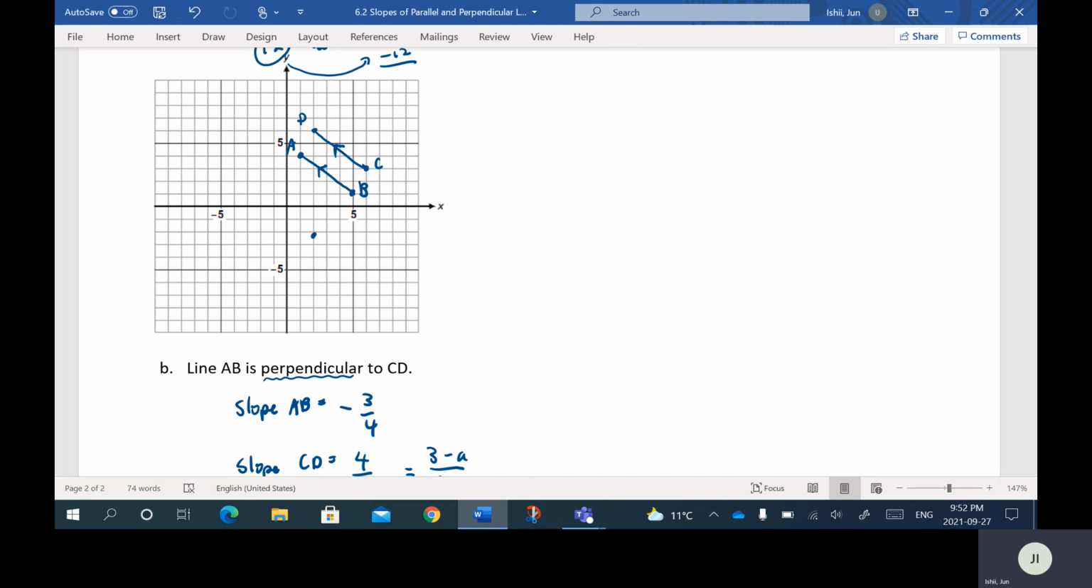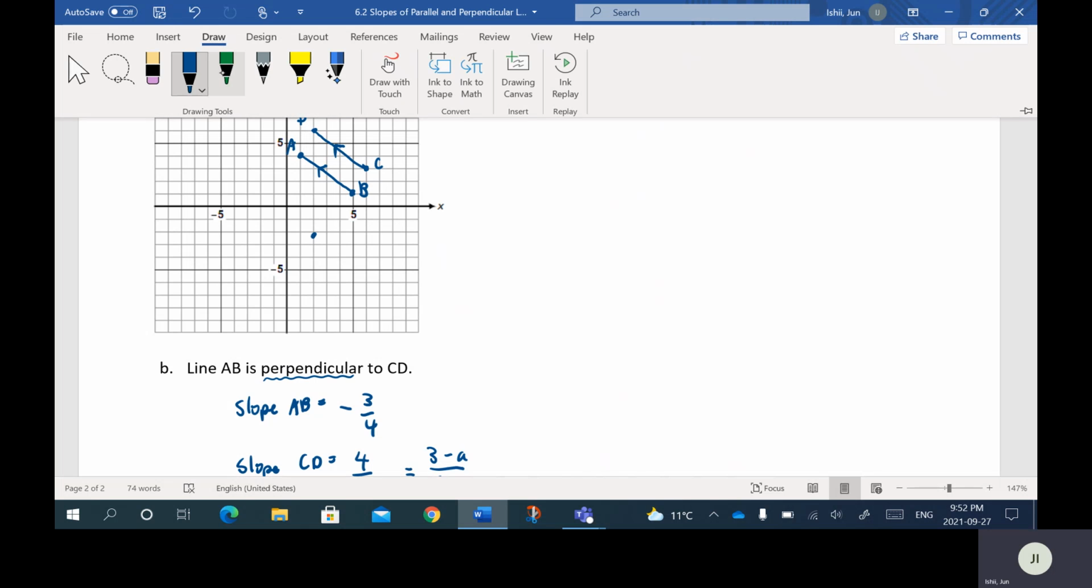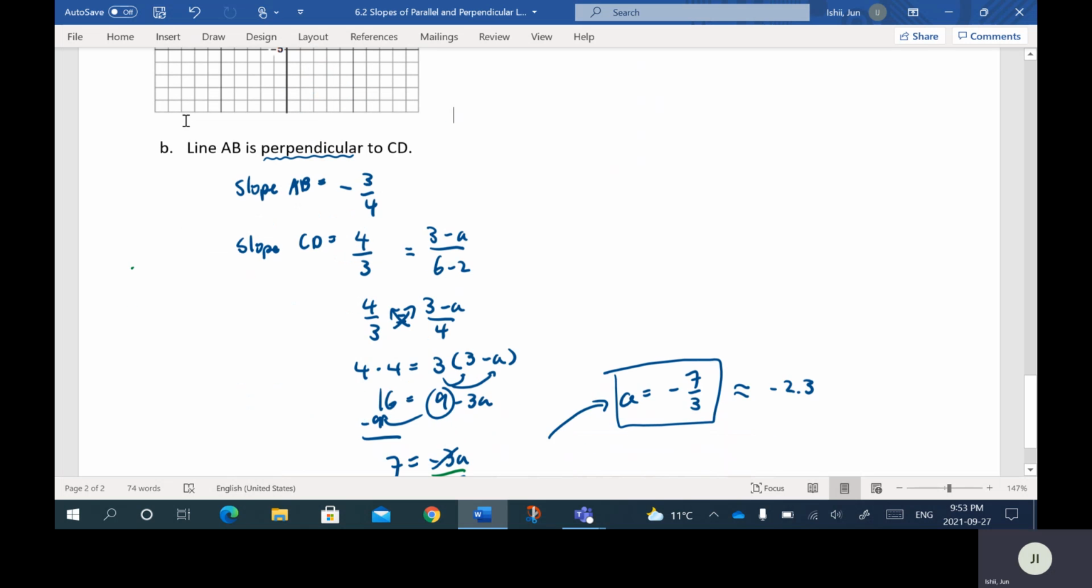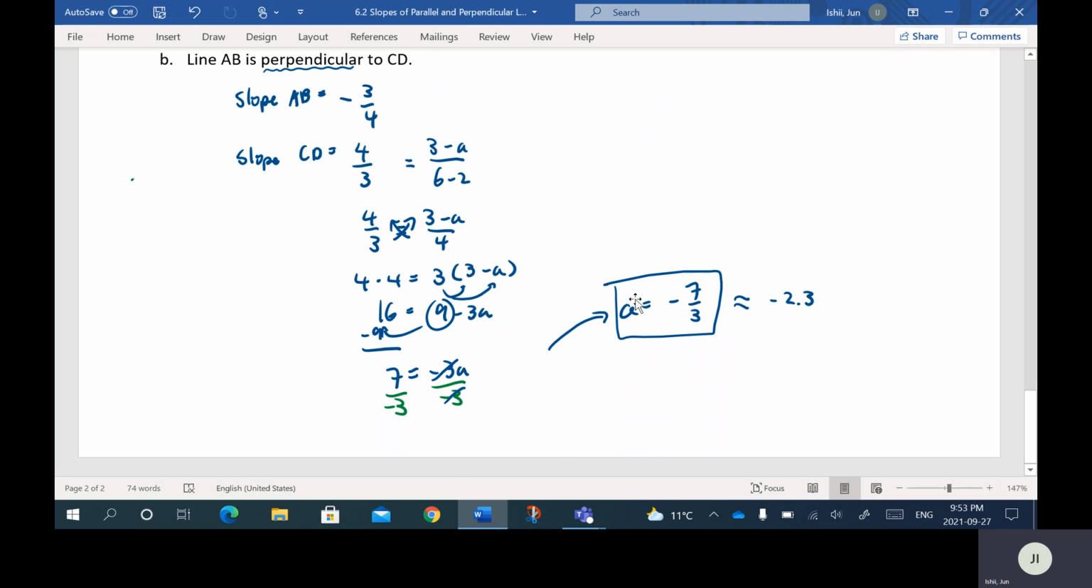I'll draw it in green. So this is the answer for part B. If I connect this point here to point C, you can see that, yes, it does meet the line. It does appear to be 90 degrees. So that's the way you would find the value of A.